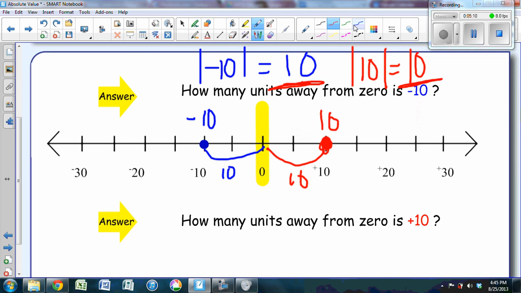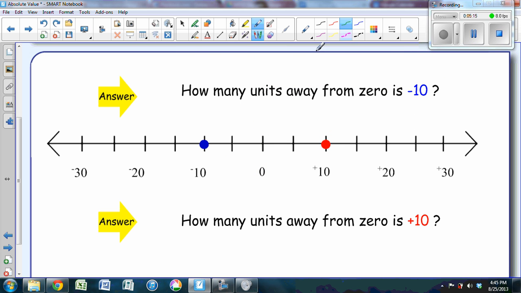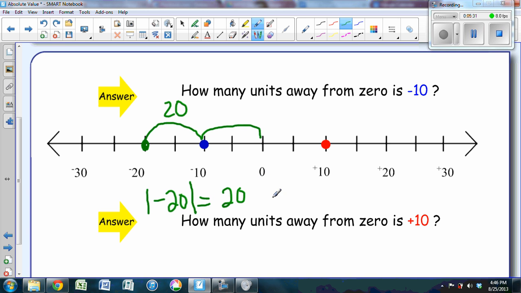So I could get another number. Let me clear this off and we'll look at another number. So let's look at negative 20. What is the absolute value of negative 20? Well, how far away from 0 is negative 20? Well, there's 10, 20. It's 20. So the absolute value of negative 20 is 20.